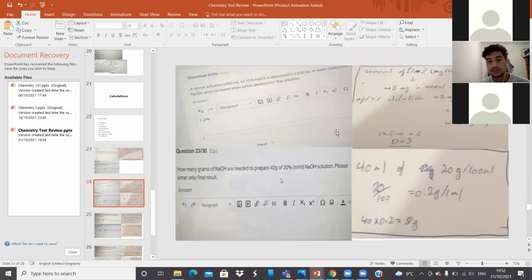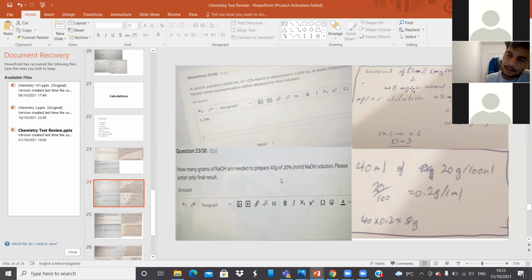Okay, so again, stock solution. This is the same question, but this time it has 400 milliliters in 1,200 milliliters. Same concept: 400 milliliters of 12 grams per 100 milliliters. 400 divided by 100 is 4, so you multiply 12 by 4. You have 48 grams in 400 milliliters.